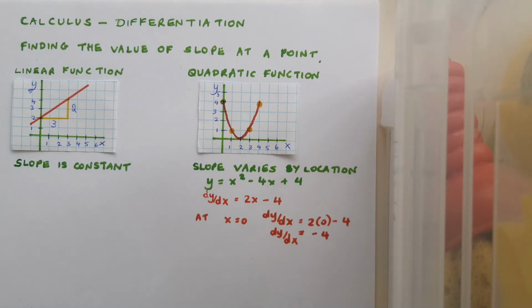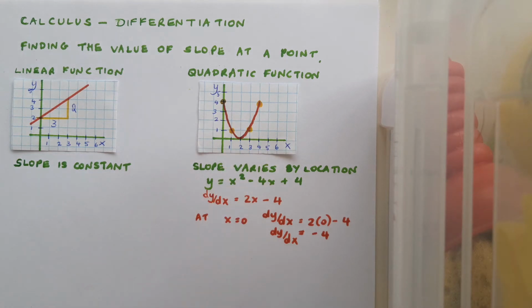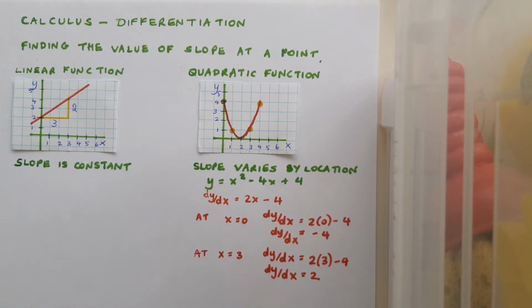Next, I'm going to take this location. It's the point (3, 1). I wonder what the slope of the function is at that point. Well, if the point is (3, 1), then it's really the x bit that I'm concentrating on. So at x equals 3, I can say dy/dx equals 2 times 3 minus 4, and dy/dx equals 2.